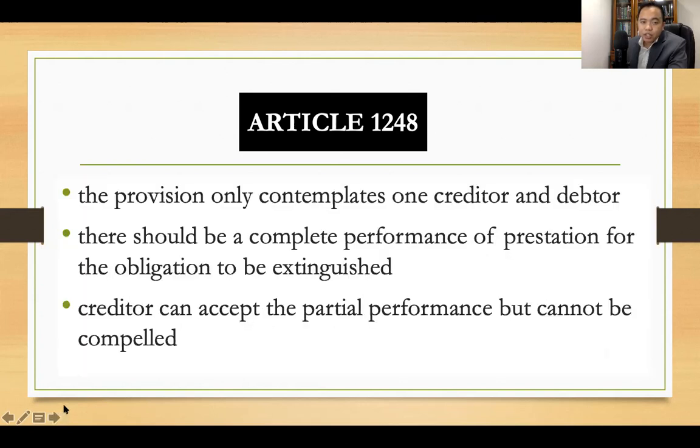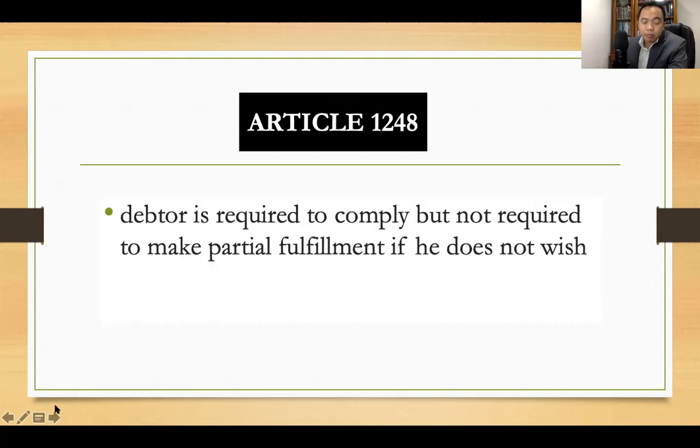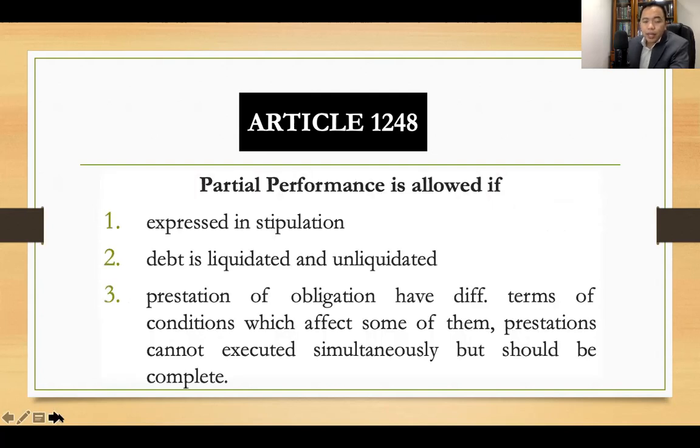Now, this provision contemplates one creditor and one debtor. There should be a complete performance of the prestation for the obligation to be extinguished, and the creditor can accept partial performance but cannot be compelled, meaning it is voluntary on his part. Okay. Now, when is partial performance allowed? When there is an express stipulation.